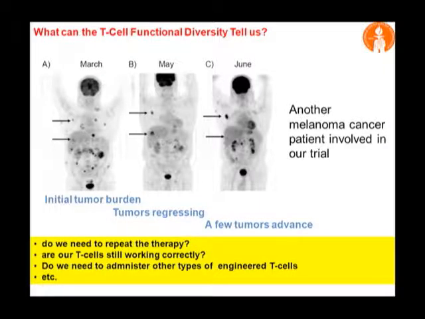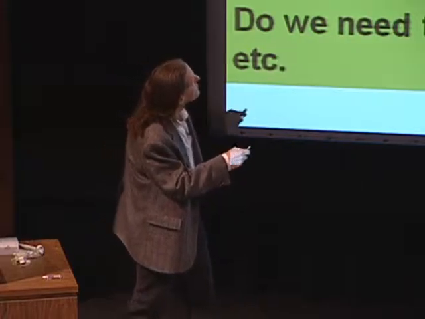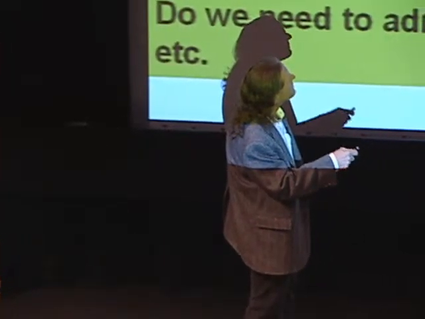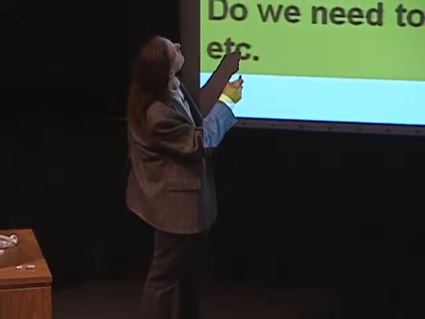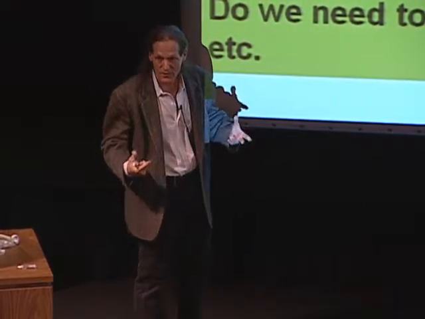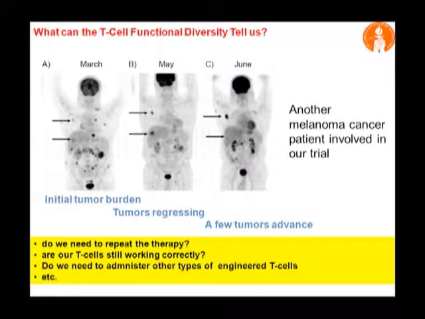And so here's an example of a patient that had a very large tumor burden. It's not quite as obvious here, but a very large tumor burden. Those tumors began to go away, but after a while, they began to come back. And so the questions, basically about a week after this therapy starts, the physicians are flying blind. Do you need to repeat the therapy, modify this trial, customize it for this individual? Are our T cells still working correctly? Do we need to administer different types of engineered T cells, et cetera? So that's what you hope to get out of immune system monitoring.